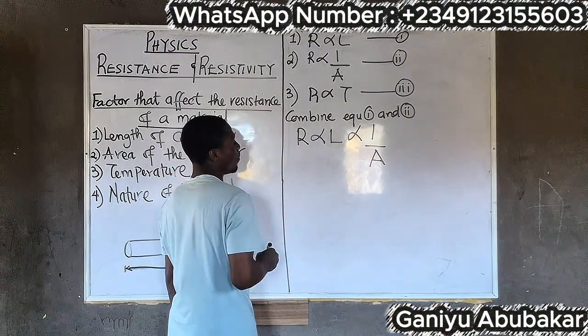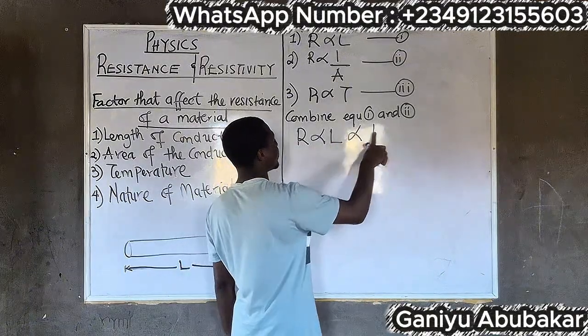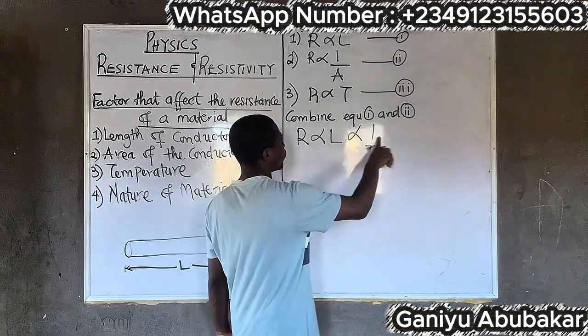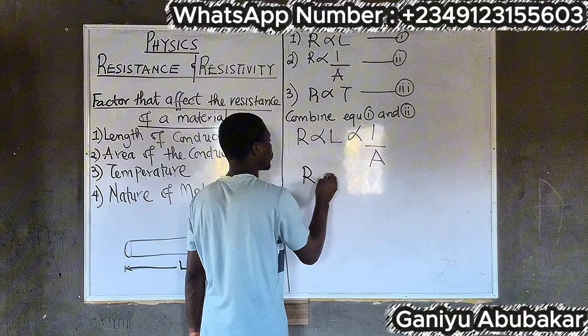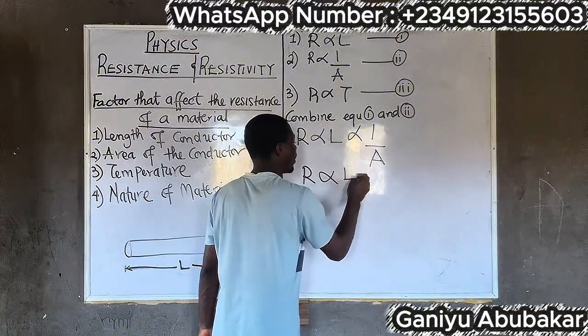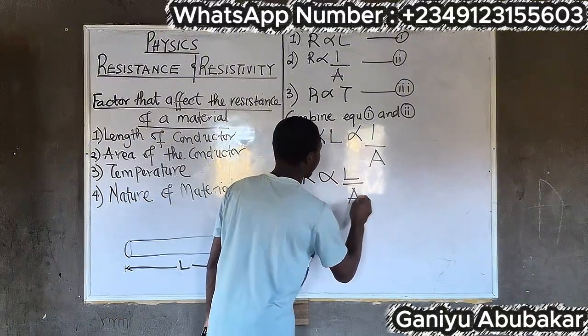From here, I'll multiply length times 1, L times 1. That gives you R is what? That's proportional to what? Length over area.